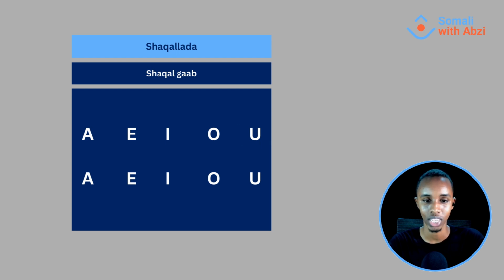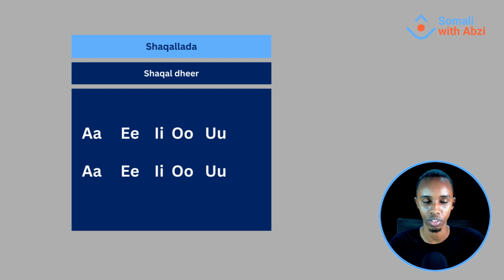And now let's go to Shaqalder, the long vowels. It's easier if you know Shaqalgab, you can make just the sound long. Instead of A, make it long. Always Shaqalder, you can understand, are double letters and Shaqalgab is just single letters. If it's a single letter, you will say a short sound. Double letter, you will say a long sound.